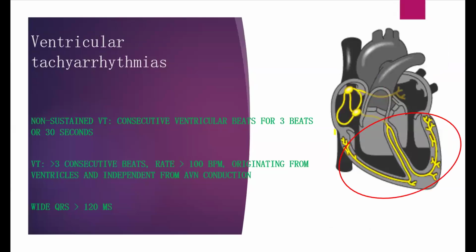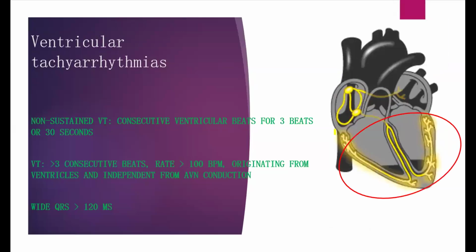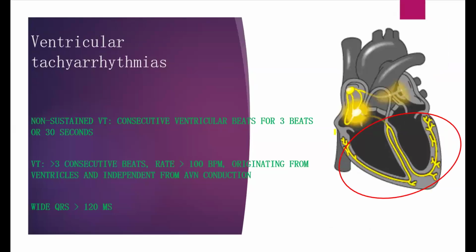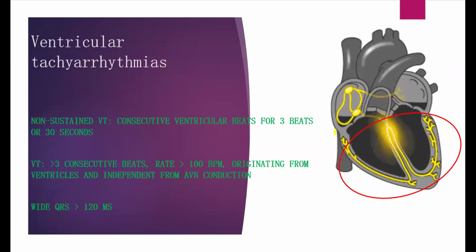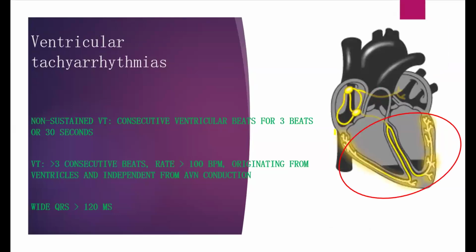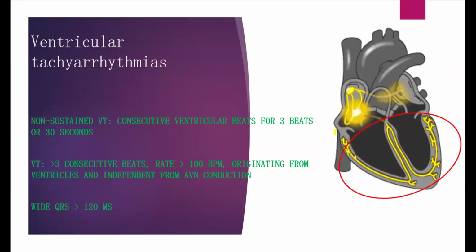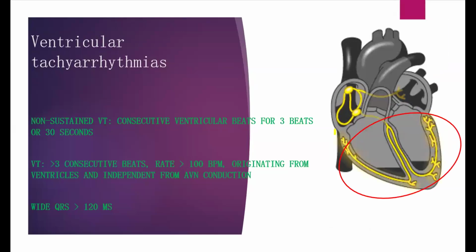So now we look at the ventricular tachyarrhythmias. VT can be sustained or non-sustained. Non-sustained is when it's less than 30 seconds, and sustained is when it's more than 30 seconds. Or when you have less than 3 beats, and when it's sustained, you have more than 3 beats.